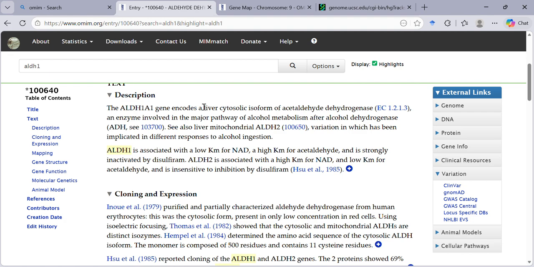ALDH1 gene encodes what it codes. It tells you the disease. It encodes the liver cytosolic isoform of acetaldehyde dehydrogenase, an enzyme involved in the major pathway of alcohol metabolism after alcohol dehydrogenase. So liver metabolic disorder, it can be used as well. Variation in this has been implicated in different responses to alcohol ingestion. So each and everything about your gene is mentioned here.